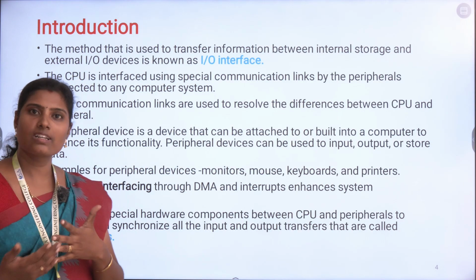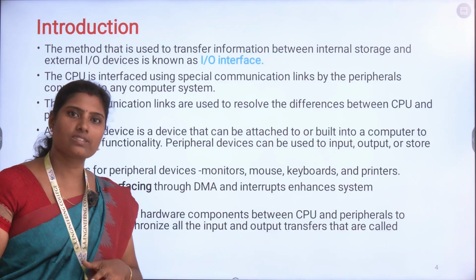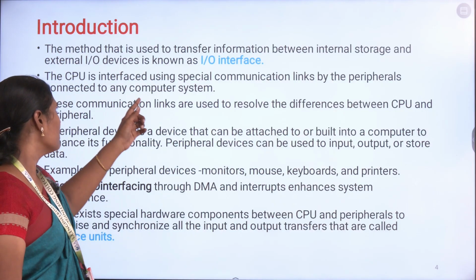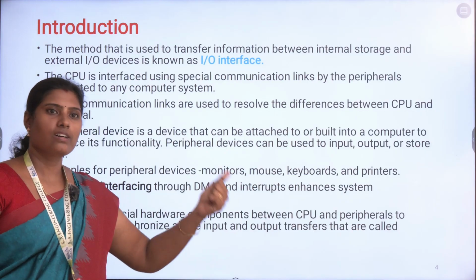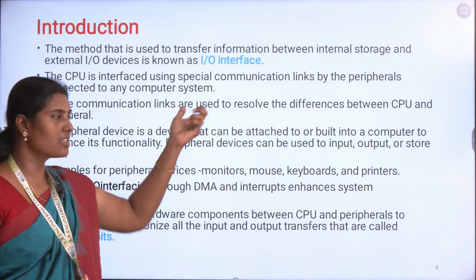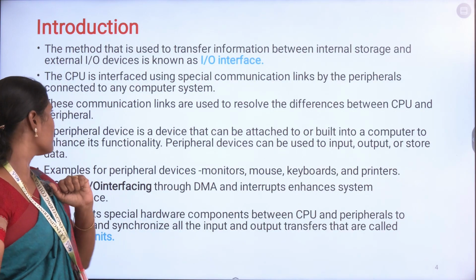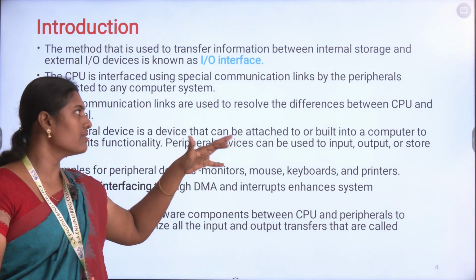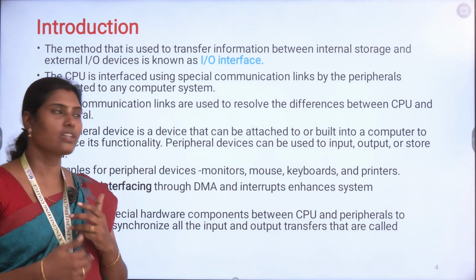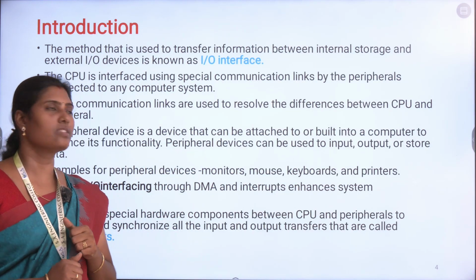These interfaces are nothing but a wired or a wireless connection where we connect the peripheral devices with the CPU in order to communicate with the other devices of the CPU. The CPU is interfaced using special communication links by the peripherals connected to the computer system, and these communication links are used to resolve the differences between the CPU and the external devices connected with the CPU.